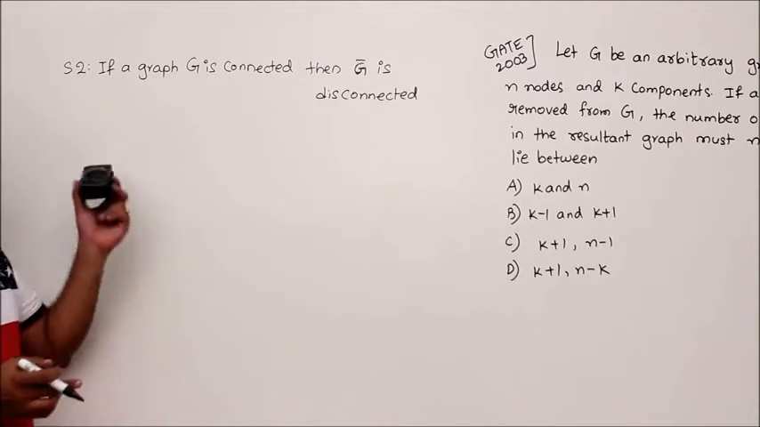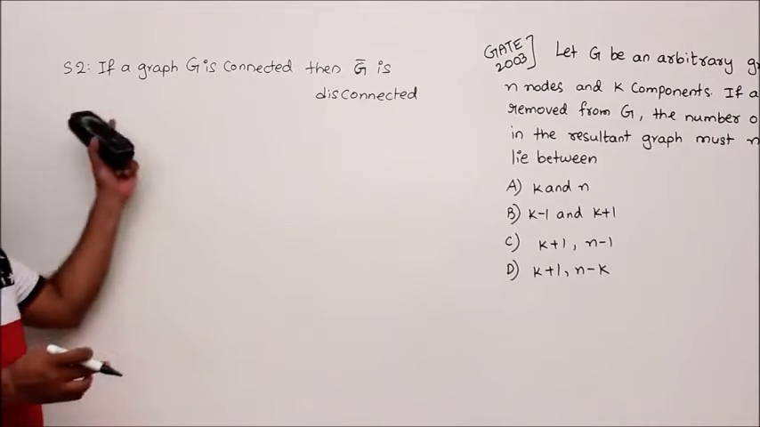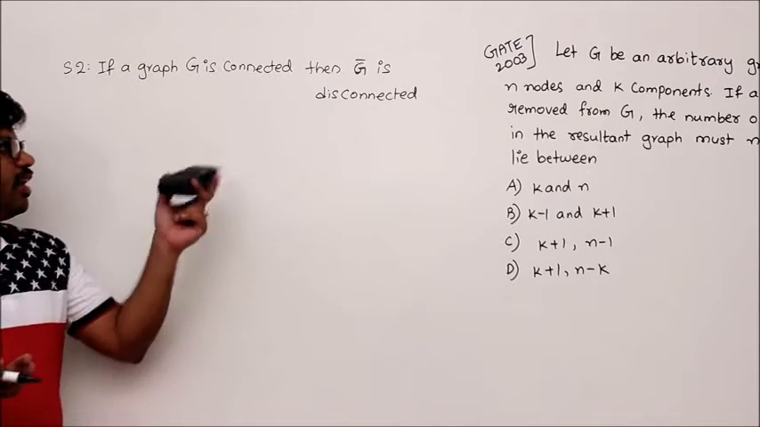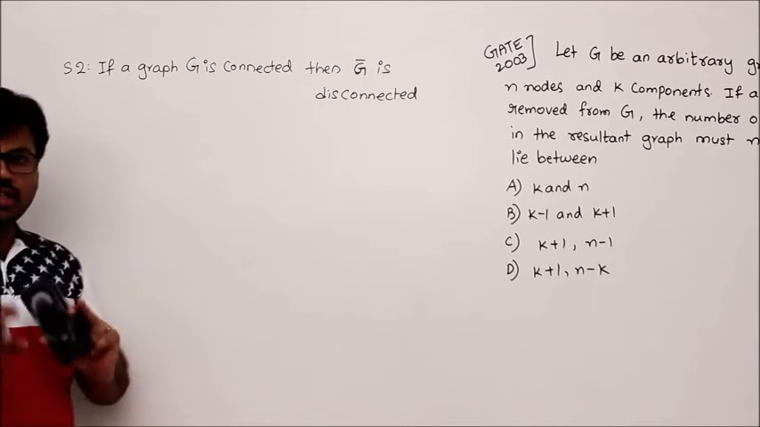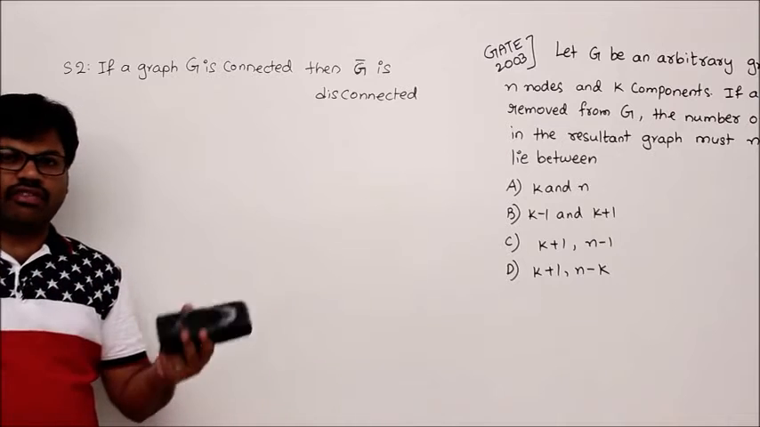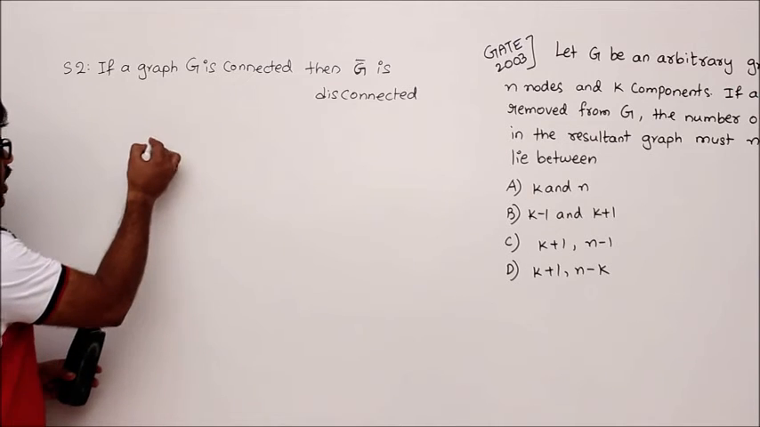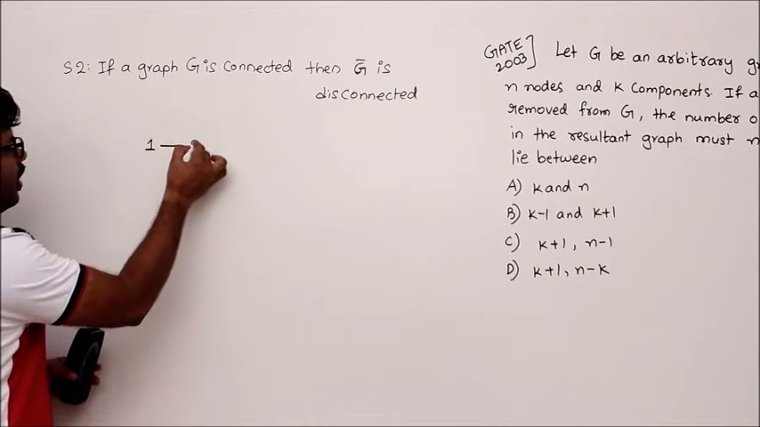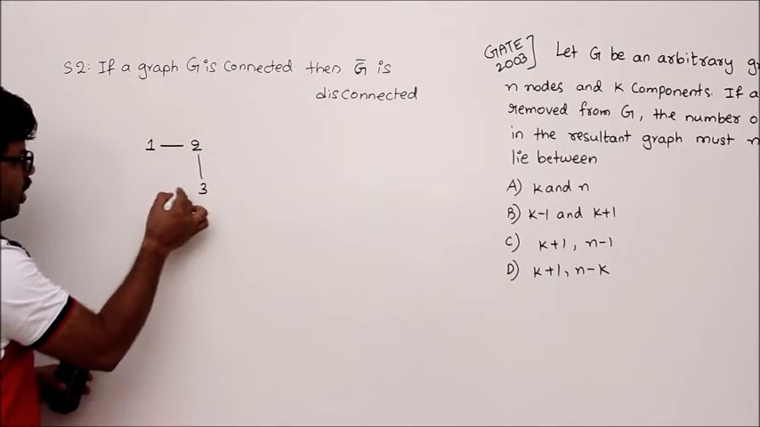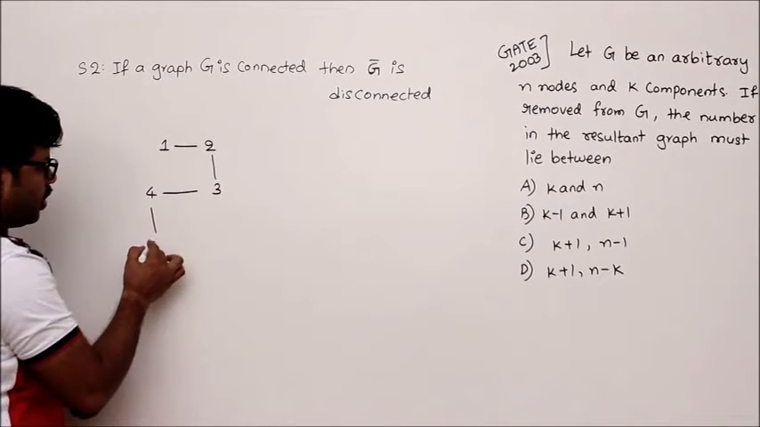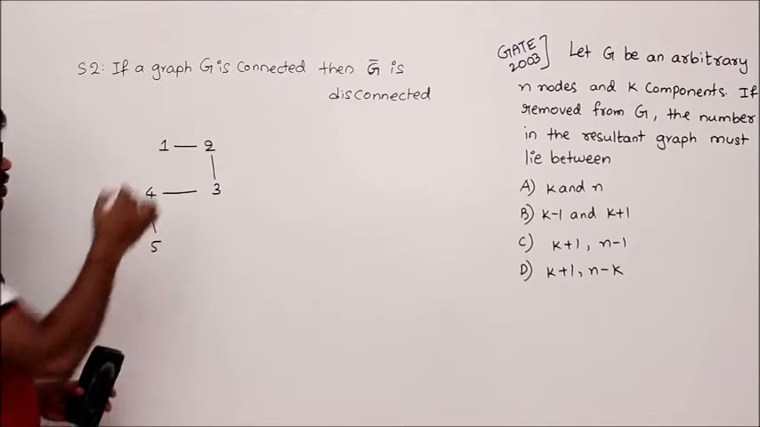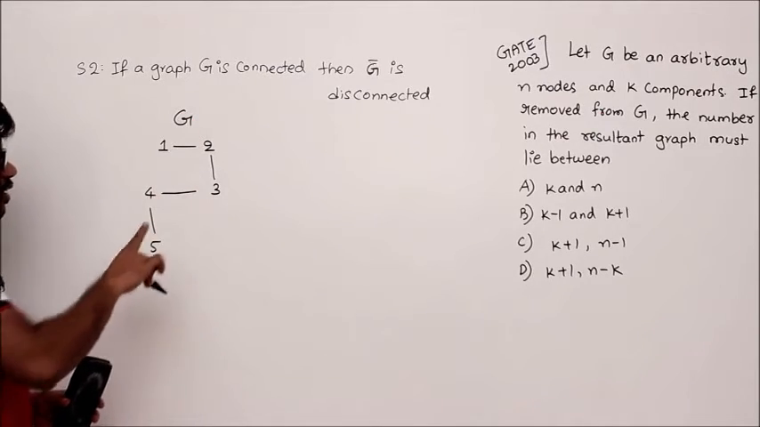Okay, let's see the second statement. If a graph is connected, then G bar is disconnected. If this statement is really correct, then it should be true for any graph. So I take one example graph with very few edges, but I connect it somehow. For example, this one. Yes, this is a graph G and this is connected.